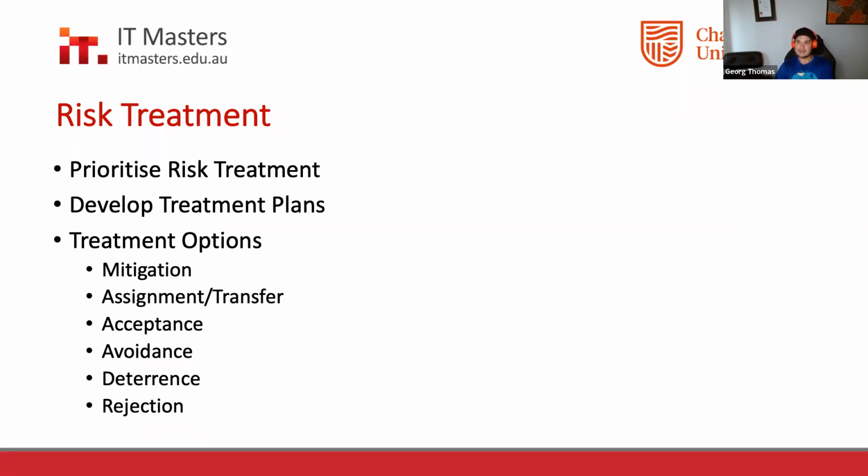So in terms of treatment options, you're going to mitigate the risk. You're going to assign or transfer the risk, accept it, avoid it, deter or reject it. Now we'll talk about these quickly. So mitigating the risk generally involves implementing a control of some sort. So for example, if you need to mitigate the risk of brute force attacks, then implement 2FA. That's a good start. Cool, easy.